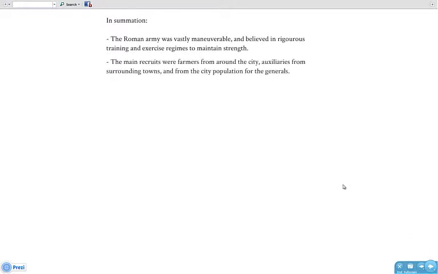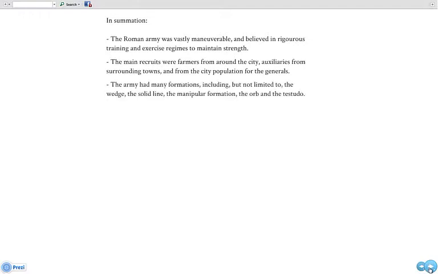The main recruits were farmers from around the city, auxiliaries from surrounding towns, and, from the city population, the generals. Now, they would take farmers mainly from the city because these guys were still considered citizens, which meant they were eligible for service in the army, but they were also stronger than your city folk because they'd spent a lot of time working the plows and doing farmer stuff.